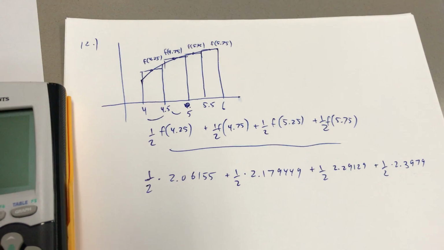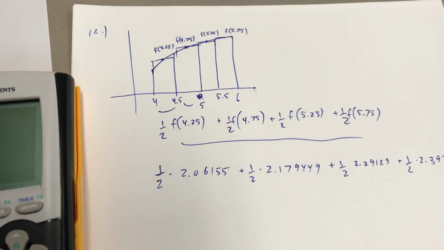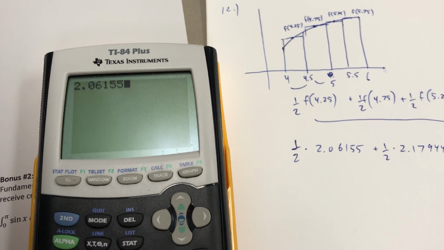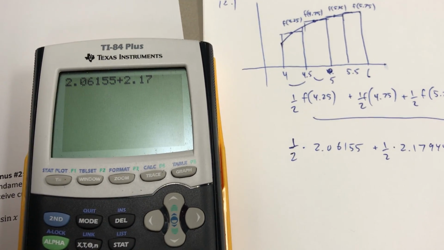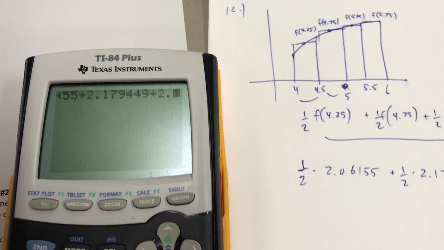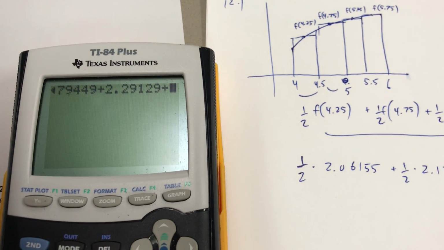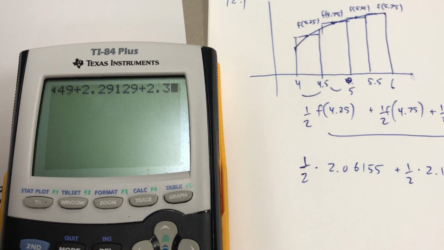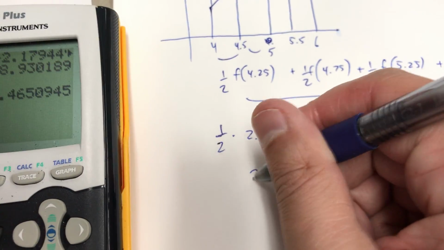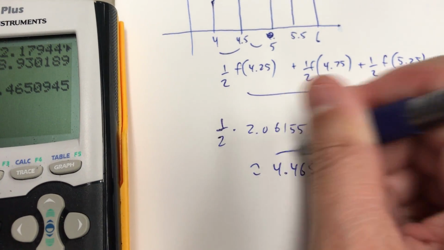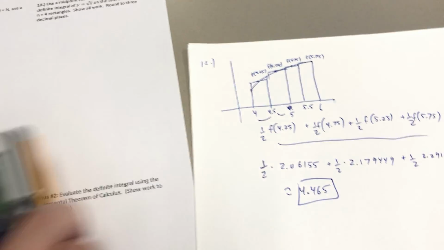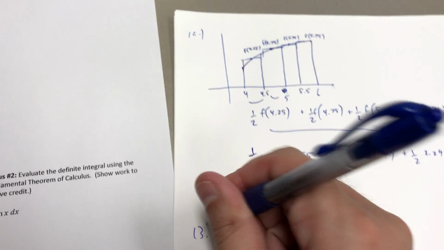It's quick. By the way, you may want to factor those halves out and just add all this up. So 2.06155 plus 2.179449 plus 2.29129 plus 2.3979, and I'm going to take half of all that. It looks like we're getting approximately 4.465 when we round to 3 decimal places. You notice I went several places past 3 to make sure my accuracy was correct. Okay, and we move on to number 13.